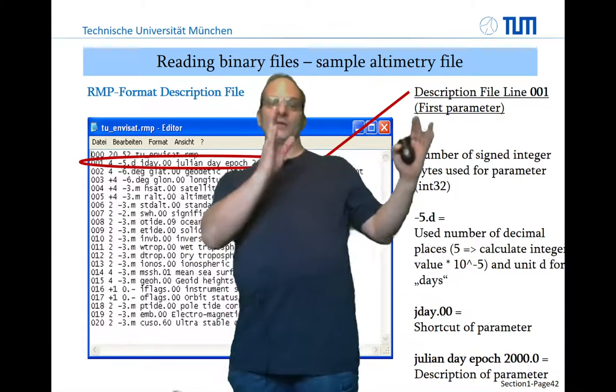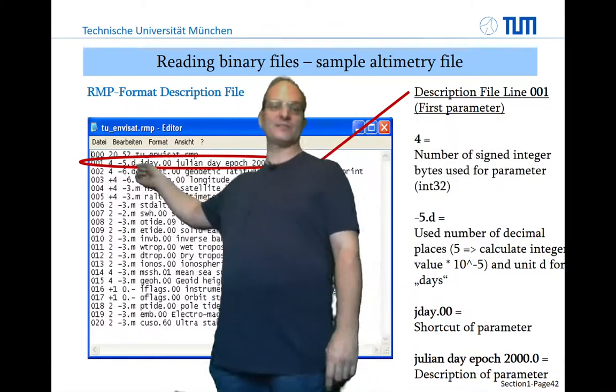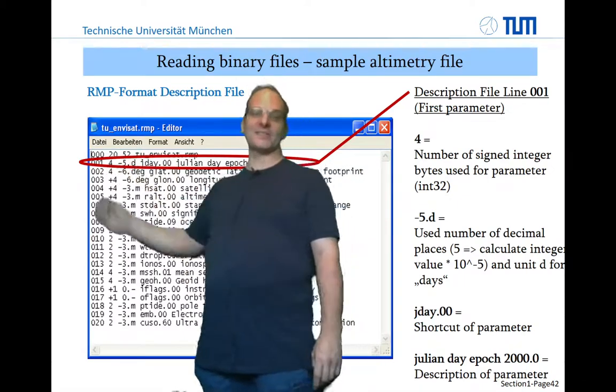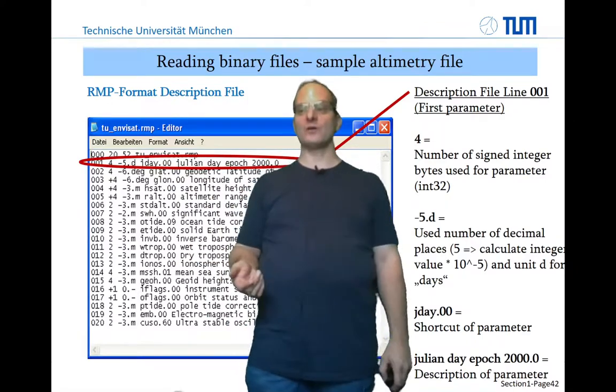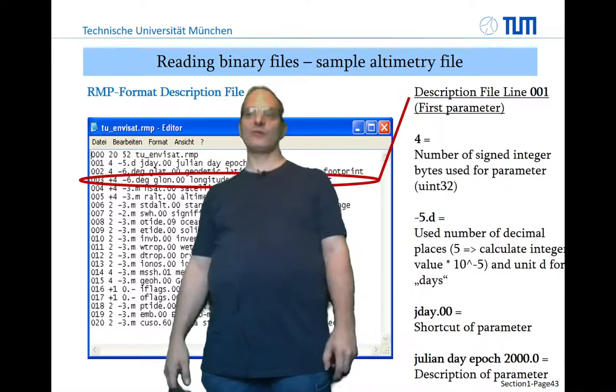And therefore, this shifting factor must be stored somewhere, and this is the shifting factor here. So the information about the number of bytes and the shifting factor together gives you the information how you can do the recalculation to get the original data again. Let's have a look at the next one.